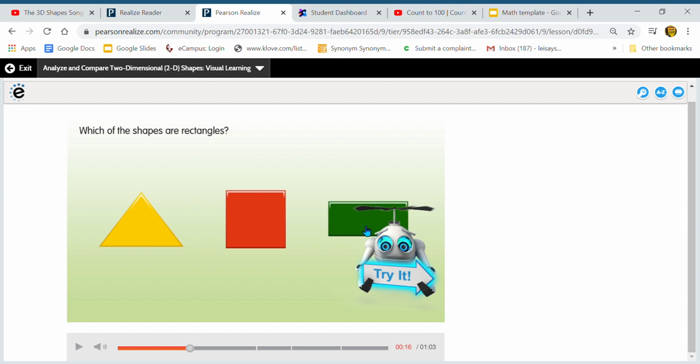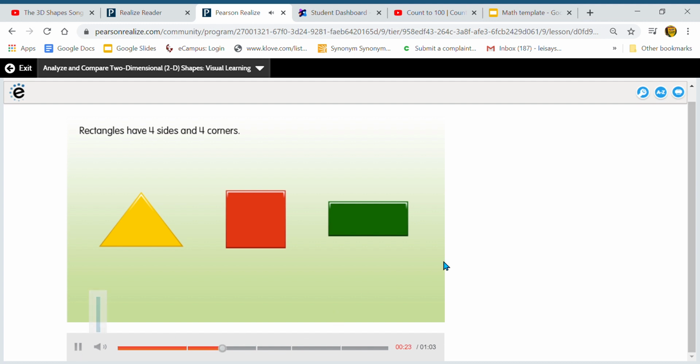And we know that because rectangles have 2 long sides, 1, 2, and 2 short sides. 1, 2. What do you know about rectangles? Rectangles have 4 sides and 4 corners. Emily crosses out the first shape. How does she know this shape is not a rectangle?